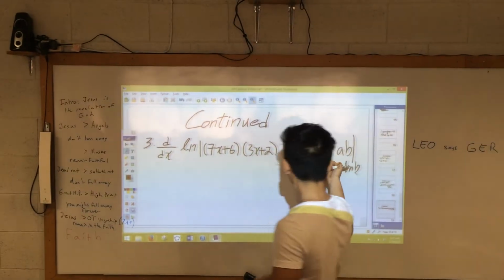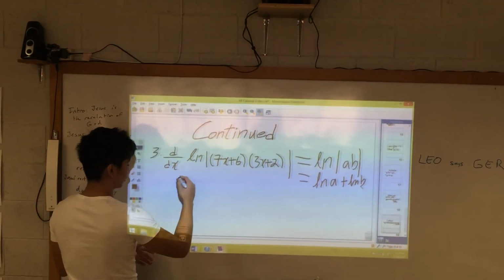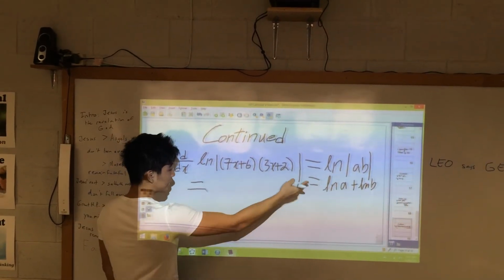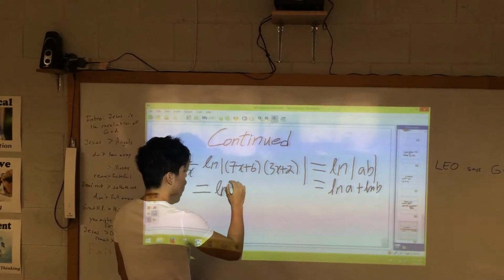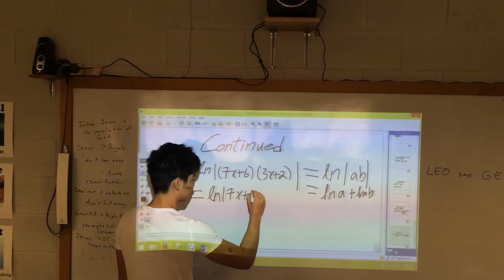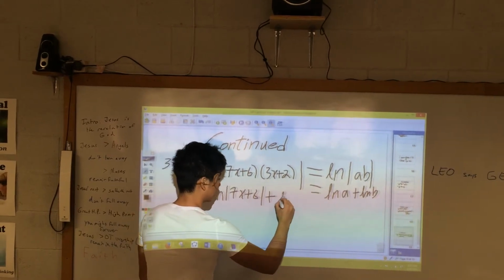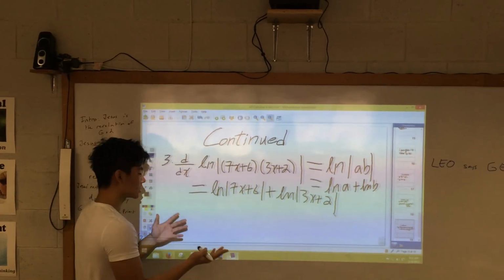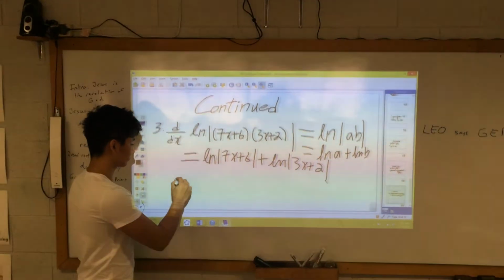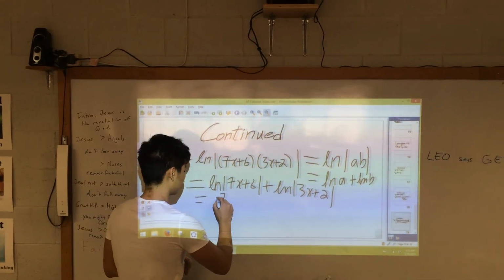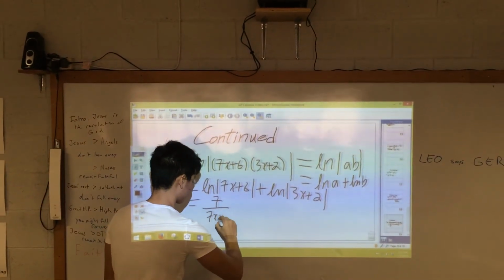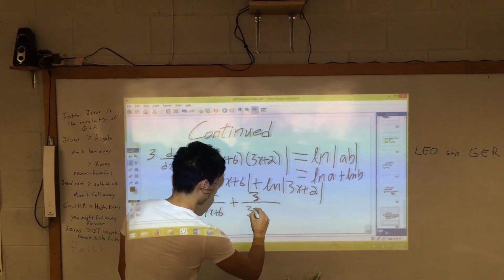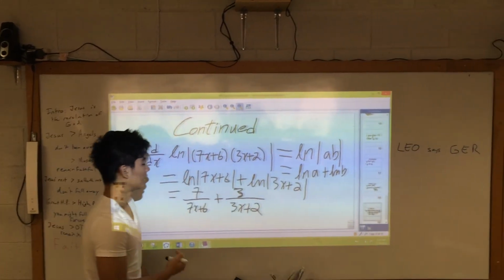Now to apply this particular format to this particular question, let us separate the different functions. By this definition, we can separate this into ln(7x + 6) plus ln(3x + 2). Now we just need to find the derivative of both of these functions, which equals 7 over (7x + 6) plus 3 over (3x + 2). That's the answer.